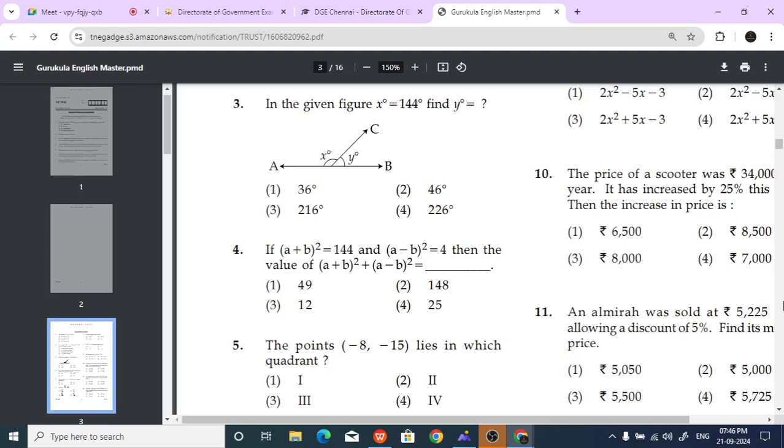So 36 degrees. How did you find out? 180 minus 144. Why 180 minus 144? Why did you take 180? Angle sum will be 180. Angle of a straight line is 180. Am I correct? Yes, sir. That is the principle you should get.